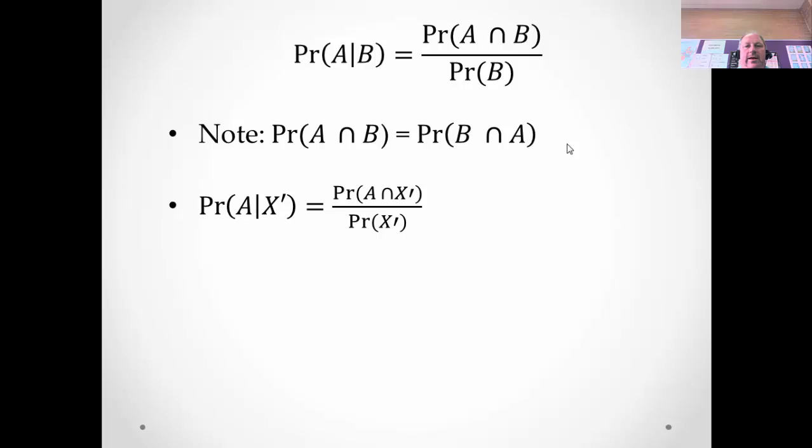If the rule had other symbols, not just A and B, so for example it might be A given not X, then we follow the same order. So A given B is A intersecting B over the probability of B. A given not X is the probability of intersecting A and not X, over the probability of not X. So the given event's probability goes in the bottom. You follow the same order.